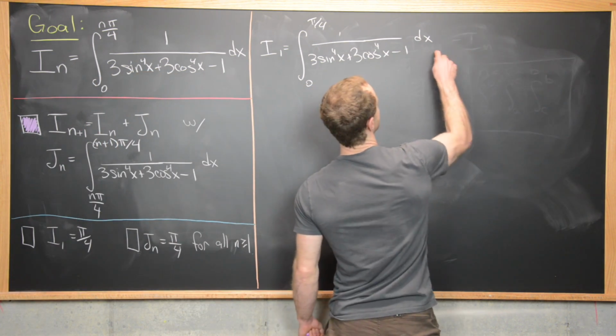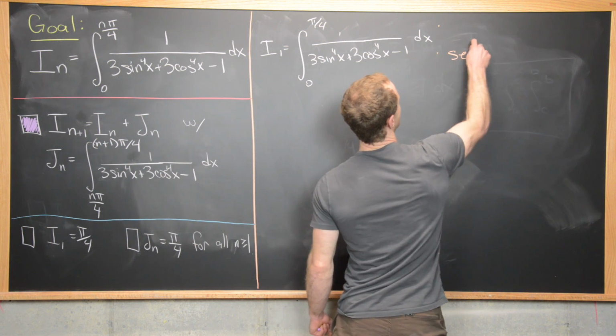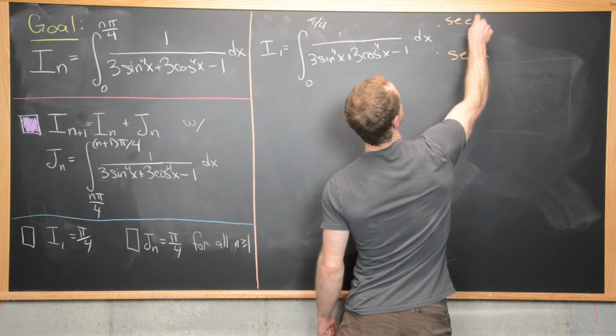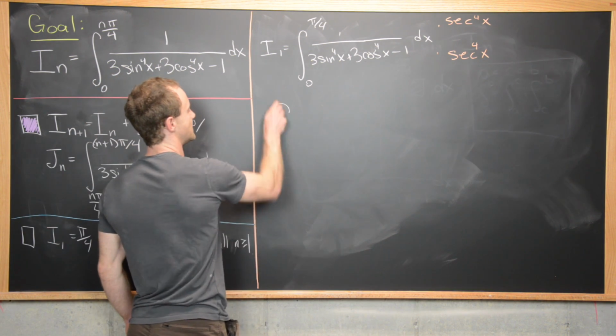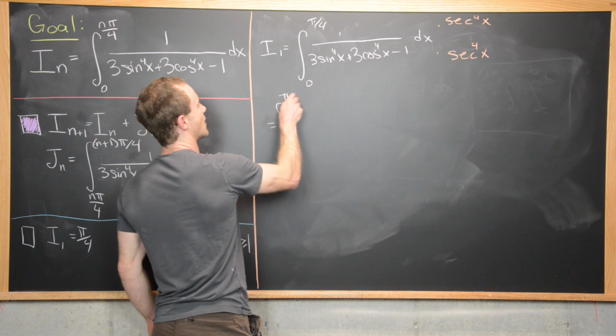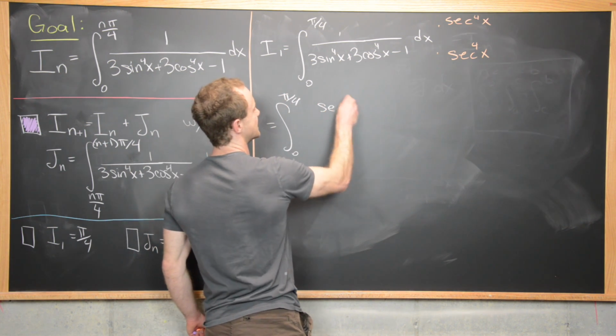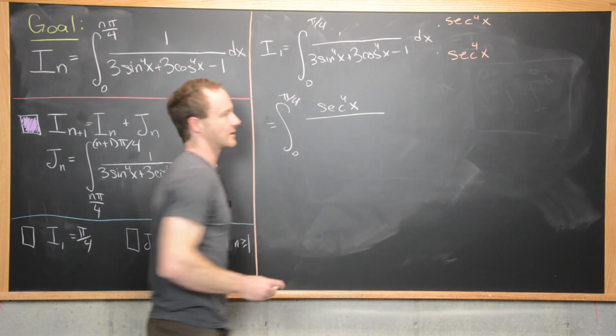So let's go ahead and do that. I'm multiplying the numerator and the denominator by secant to the fourth x. Let's see what that gives us. So we still have the integral from 0 to pi over 4, and now we have a secant to the fourth x in the numerator.